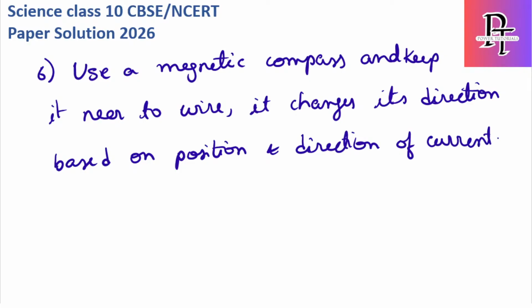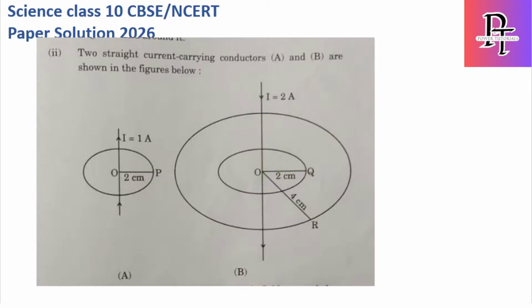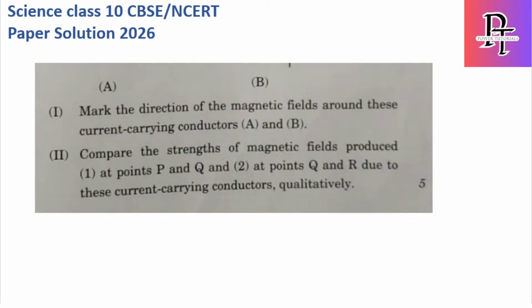Okay, so let's conclude the A part and move to the second. What is the second question? Here it says two straight current conductors A and B are shown in the figure. Mark the direction of magnetic fields around these current conductors A and B. Okay, let's solve.